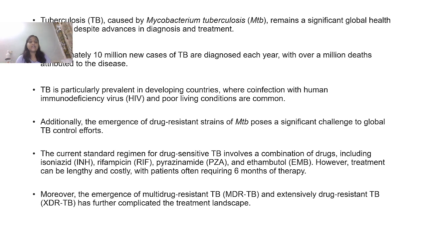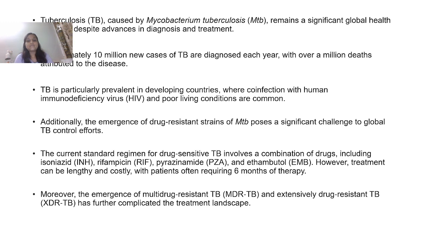TB is particularly prevalent in developing countries where co-infection with human immunodeficiency virus and poor living conditions are common. Yes, it is mostly prevalent in people who have HIV because they are immunosuppressed, immunodeficient, and where poor living conditions are there. So it mostly occurs in people with underlying diseases or who are on immunosuppressive drugs, or are immunodeficient.